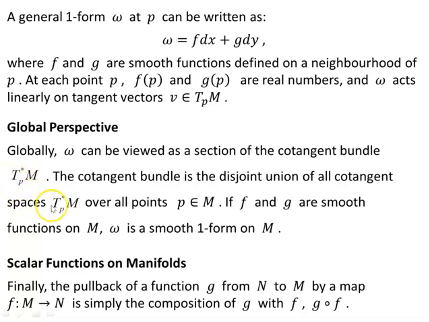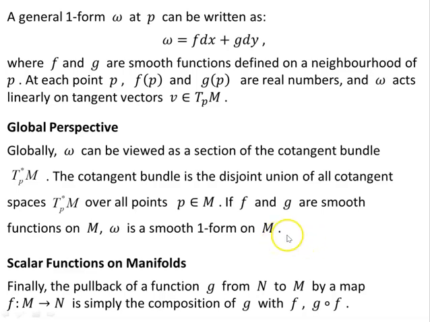What it's saying is the collection of all of these, because at each point P, there's an individual unique cotangent space, and the collection of all those, the disjoint union of all of them, is just simply referred to as T asterisk M, over all points P belonging to M. If f and g are smooth functions on M, omega is a smooth one-form on M.